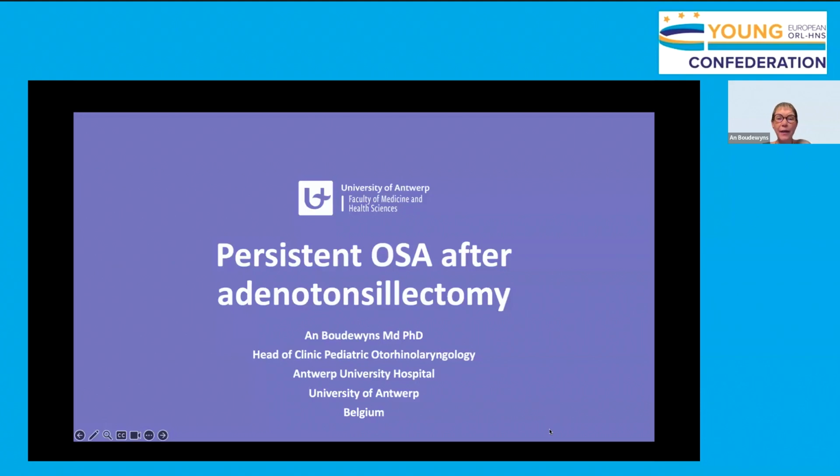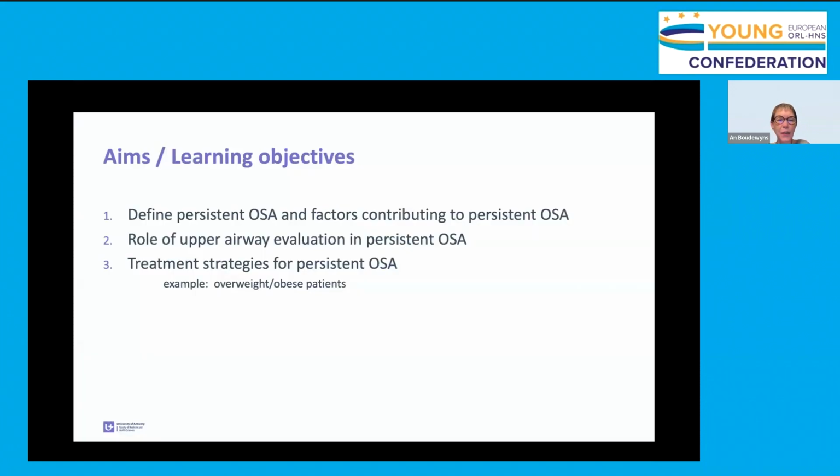It's an honor to be here and to talk about our experience in the management of persistent sleep apnea after adenotonsillectomy. So I first will give some definitions on what is persistent sleep apnea, then the role of upper airway evaluation, and I will finish with some treatment strategies with a focus on the treatment of children that are overweight or obese.